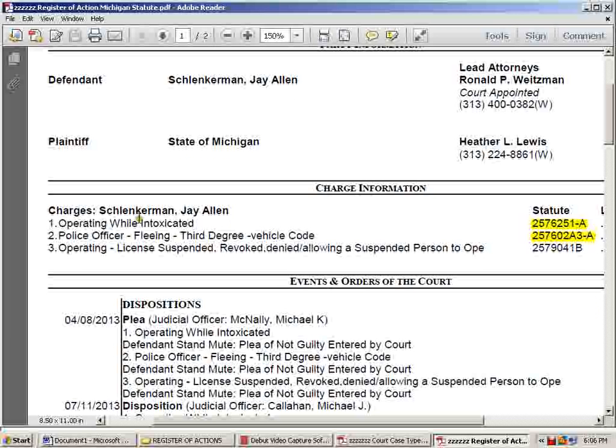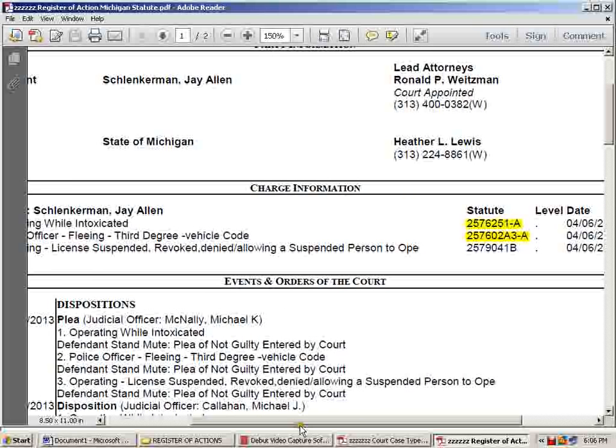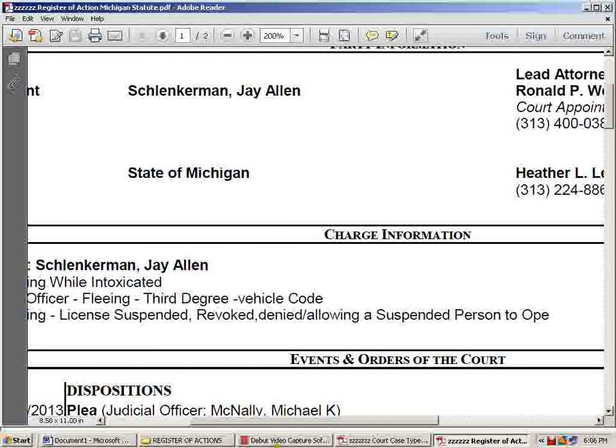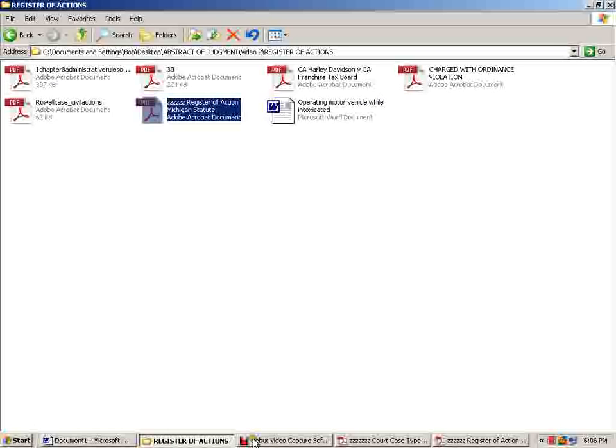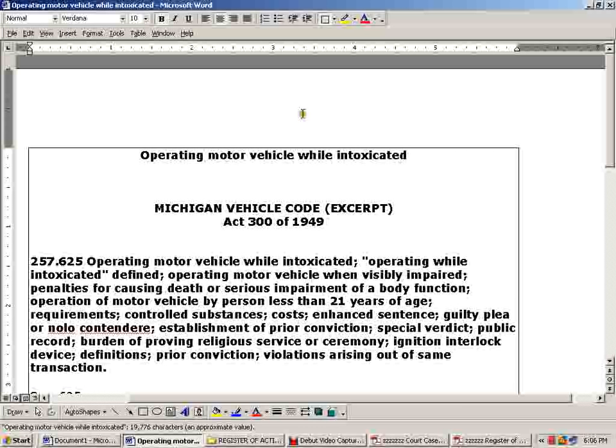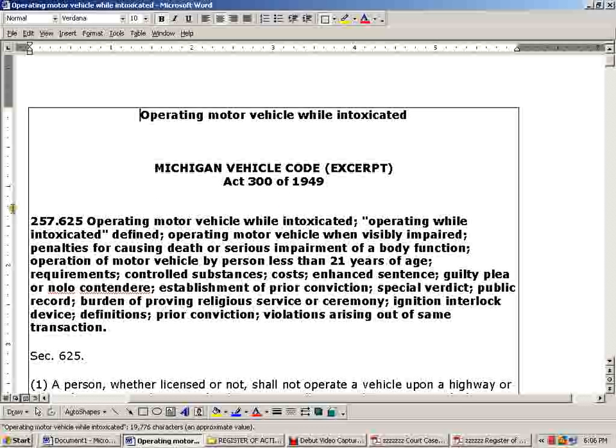Here's the charges. Now, see how they got these statutes? If you're from Michigan, you would say, well, that doesn't look like the compiled law, because the compiled law for that statute looks like this: 257.625.